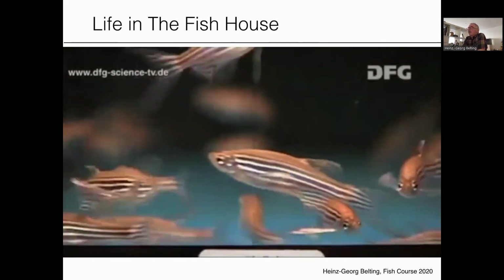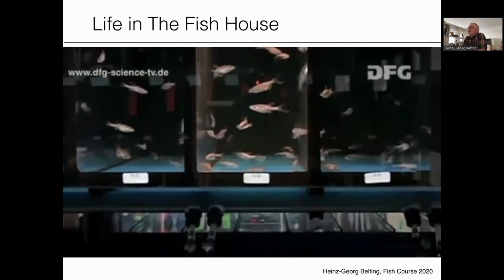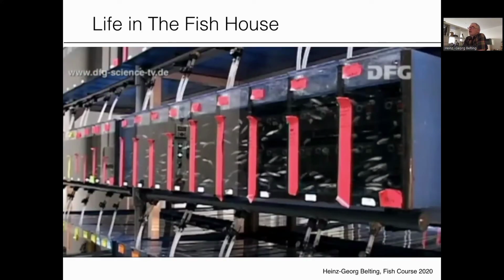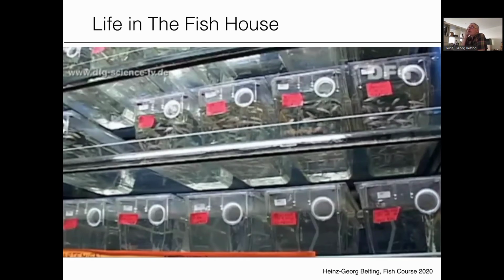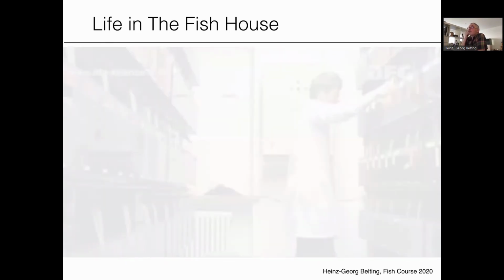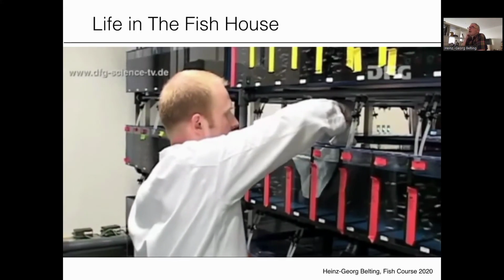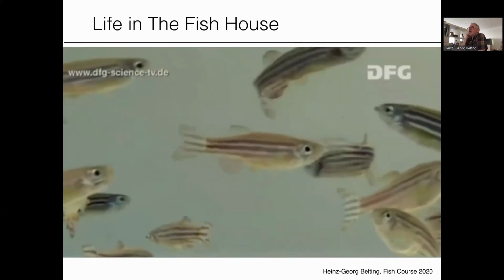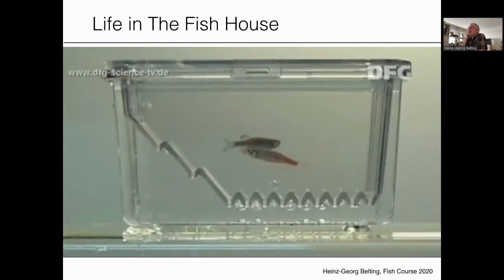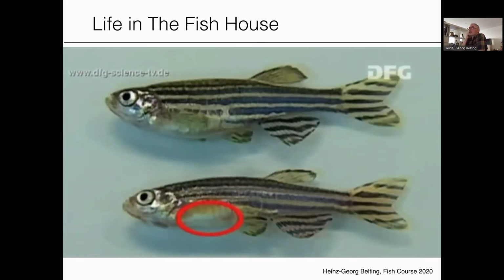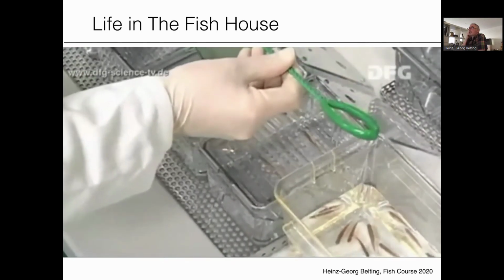So fish are swimming around in big tanks of about 10, 12 liters. We can keep 50 fish in one of these glass tanks. But there's also smaller tanks where we keep fewer fish, between 10 and 15 fish. They are being fed. And then we set up matings. And the most important thing for setting up matings is to distinguish between males and females. This is a female. And you see the male on the bottom has a smaller belly than the female.